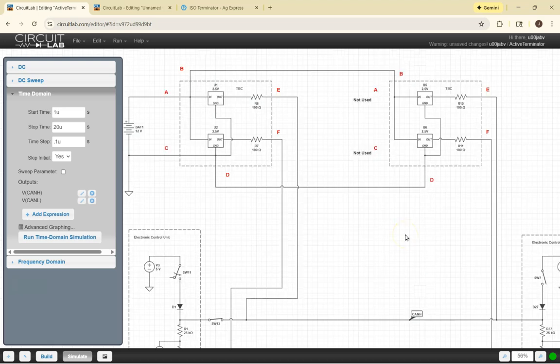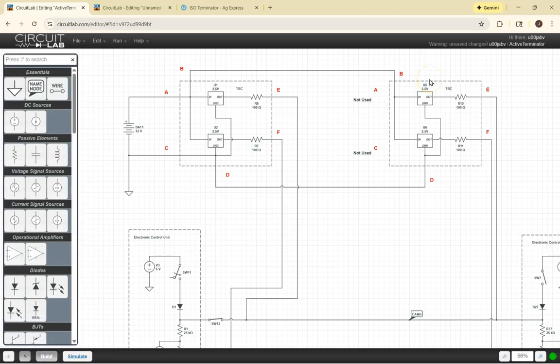Maybe I should also mention, I have heard, because this is now called the passive terminator, that this turns into a 120 ohm resistor. It does not.